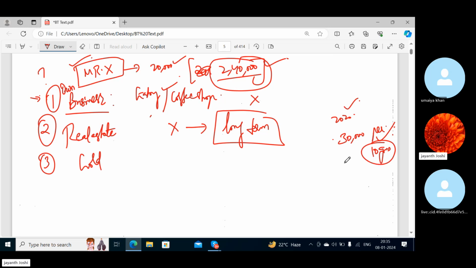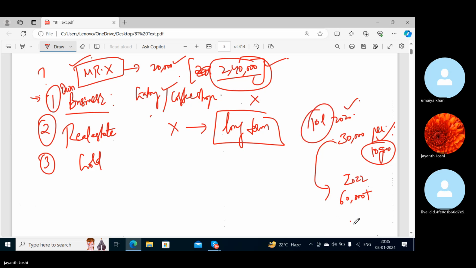In 2022, what I saw is this has gone to 60,000 plus. That means if someone has invested 10 lakhs in 2020, would get how much in 2022? 20 lakhs. Almost double. And gold is still growing.